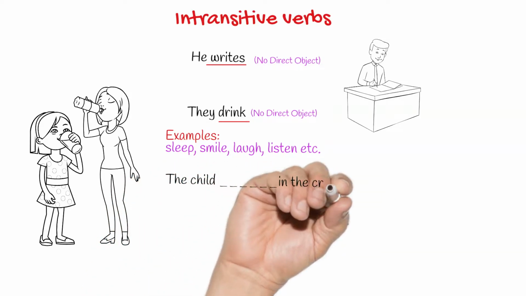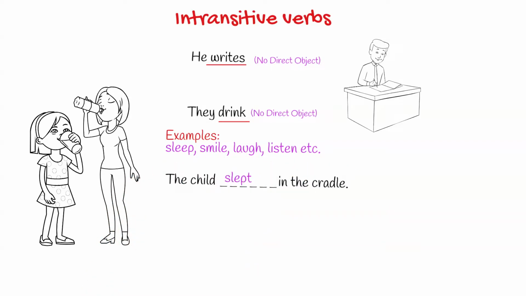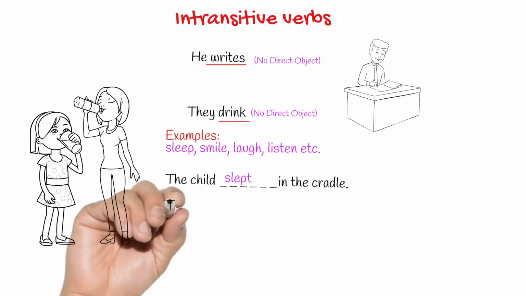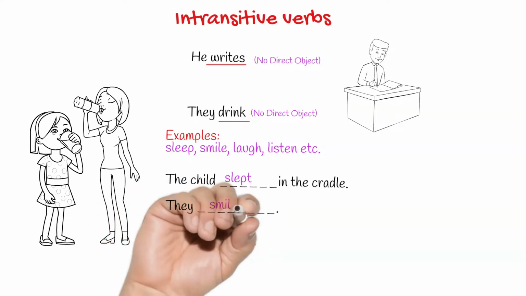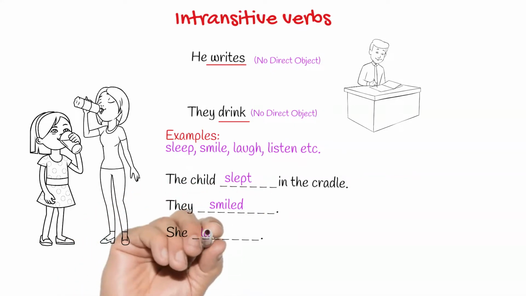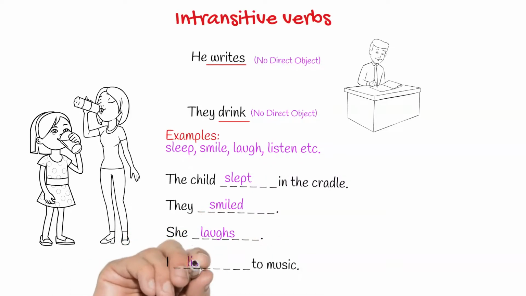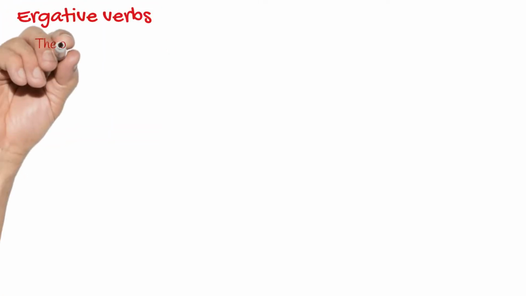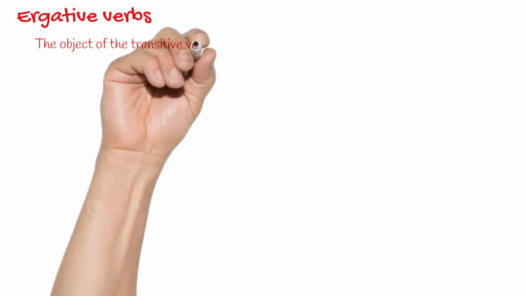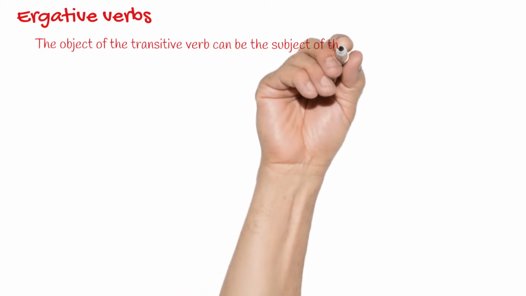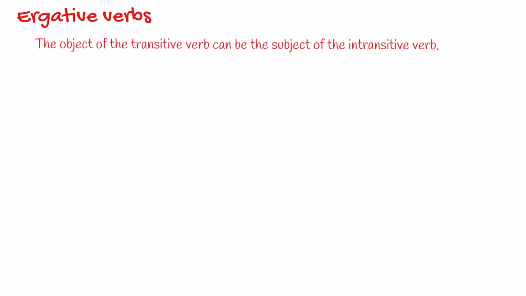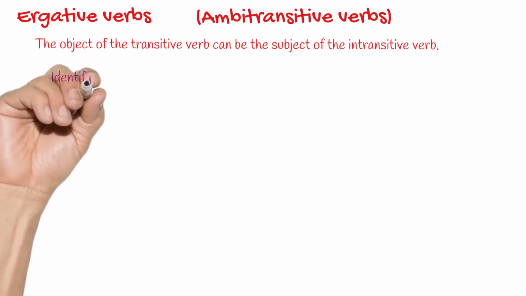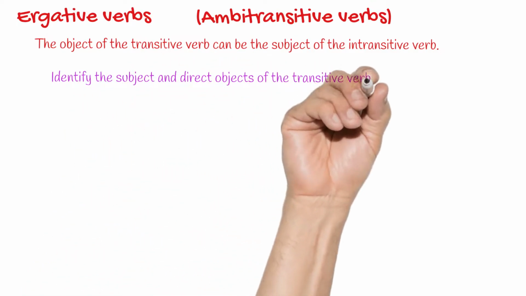For example, the child slept in the cradle. They smiled. She laughed. I listened to music. Ergative verbs. In the instance where the object of the transitive verb is the subject of the intransitive verb, the verbs are ergative. They are also called ambitransitive. Let me clarify this with a quick example.